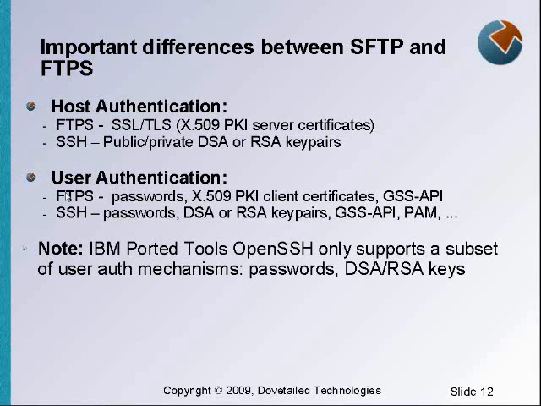User authentication in FTPS, you can use passwords, which is very common, or you can actually use a client certificate. That is a certificate held by the client with a private key that authenticates who the client is. And you can also use Kerberos in a lot of implementations. In SSH, you can use passwords, or you can use user key pairs to authenticate the user. You can also use, in some implementations, Kerberos and PAM and things like that. The IBM Ported Tools implementation on z/OS just supports passwords and DSA and RSA key pairs.